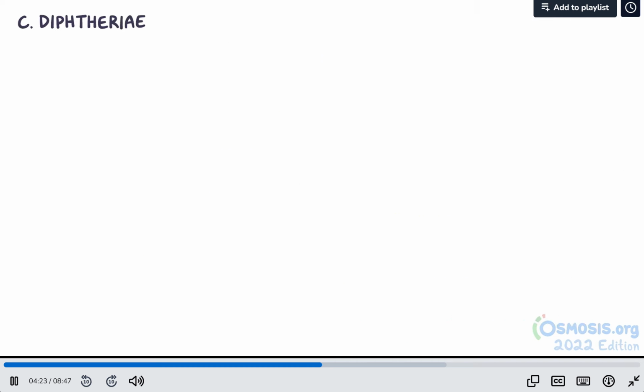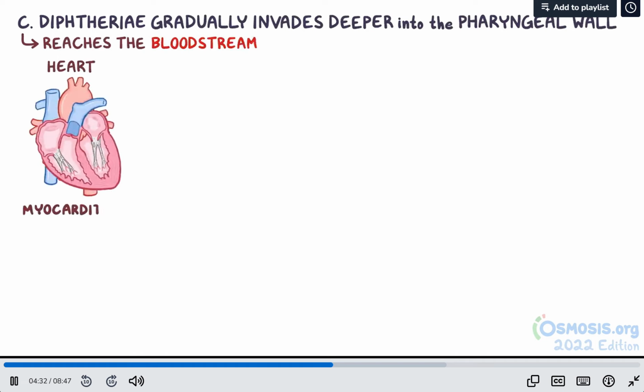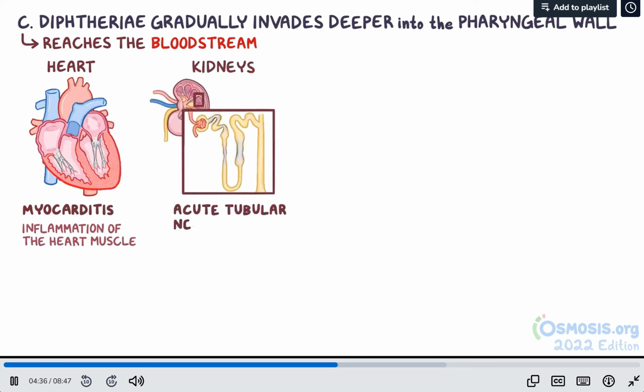If left untreated, the bacteria gradually invades deeper into the pharyngeal wall, until it reaches the bloodstream, from where it can move to distant organs like the heart, causing myocarditis, or inflammation of the heart muscle, or the kidneys, causing acute tubular necrosis, or destruction to the renal tubules.